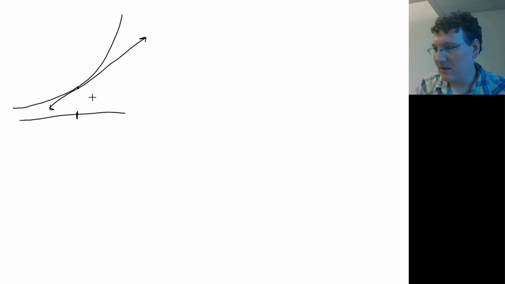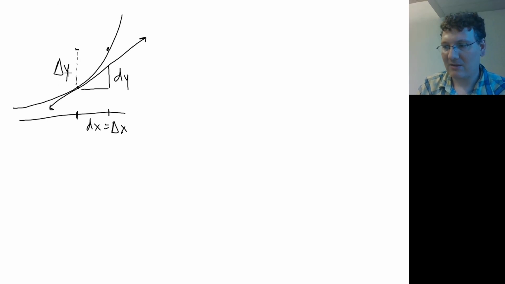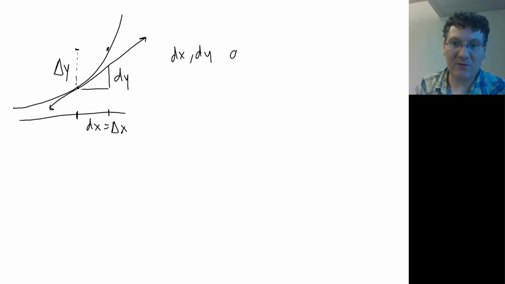So I want you to think back to the idea of differentials. I'm going to try to illustrate it with this little diagram. If you recall, this difference here is dx equals delta x. You might recall that the change in the value of the tangent line is what you call dy, whereas the change in the value of the function is what you call delta y. So dx and dy are the differentials.